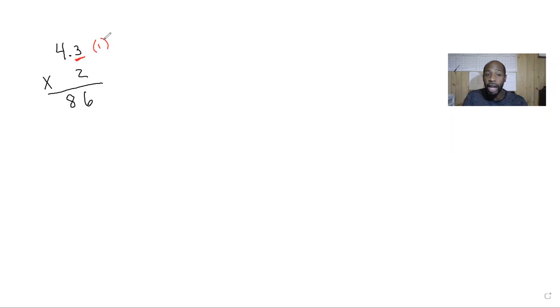However many spaces there are after the decimal for each number, that's the number of spaces that need to be after the decimal for your answer. So in other words, here you have one space after the decimal. That means your decimal is going to be right here. You're going to move your decimal right here.